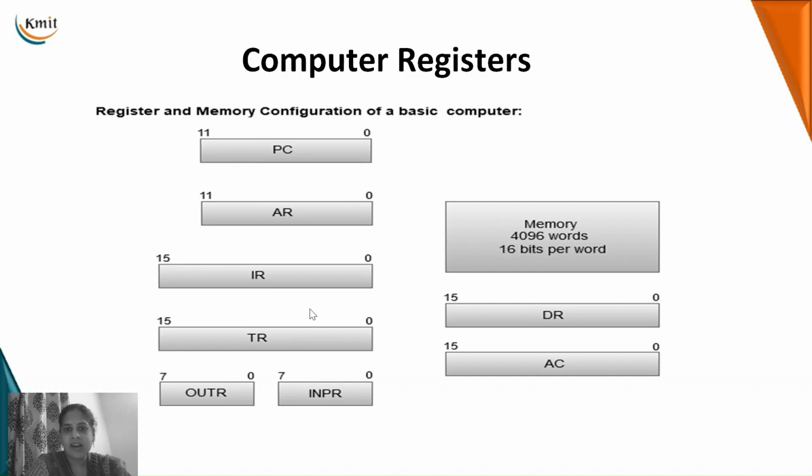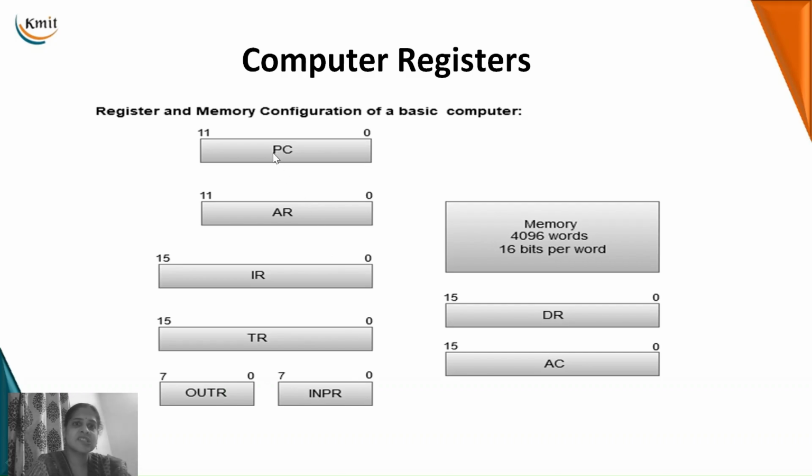If you look at this, there is a list of registers here. PC stands for program counter, AR stands for address register, IR stands for instruction register, TR stands for temporary register, DR stands for data register, and AC stands for accumulator. Coming to the 8-bit registers, OUTR and INPR: OUTR refers to the output register and INPR refers to the input register.